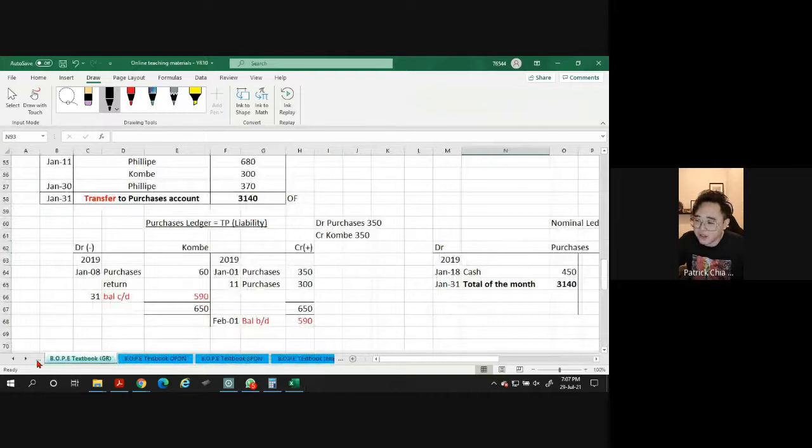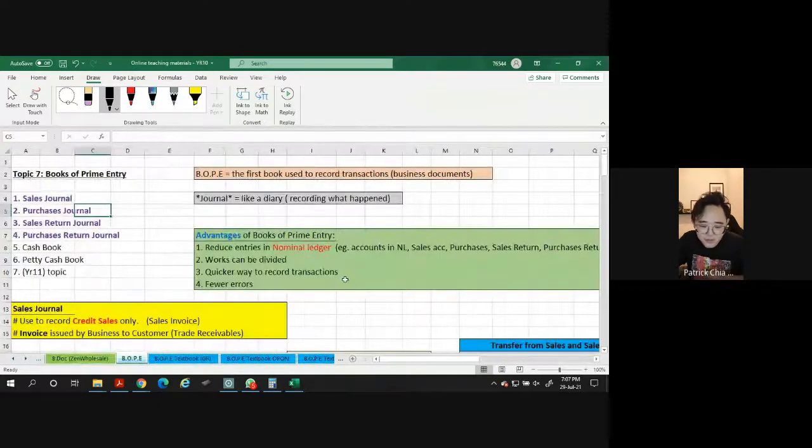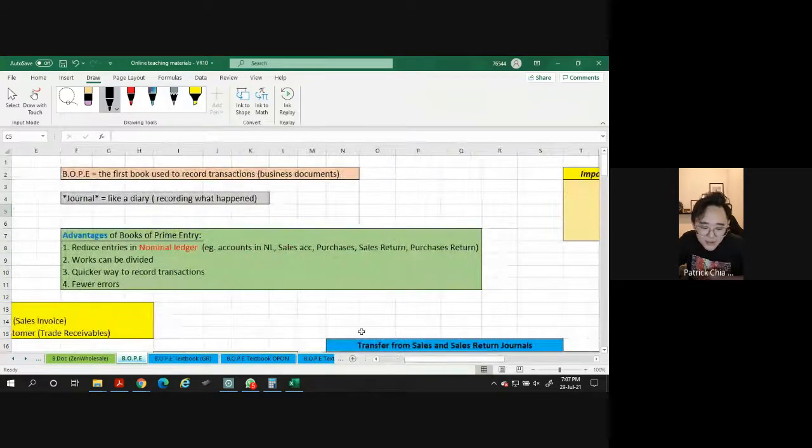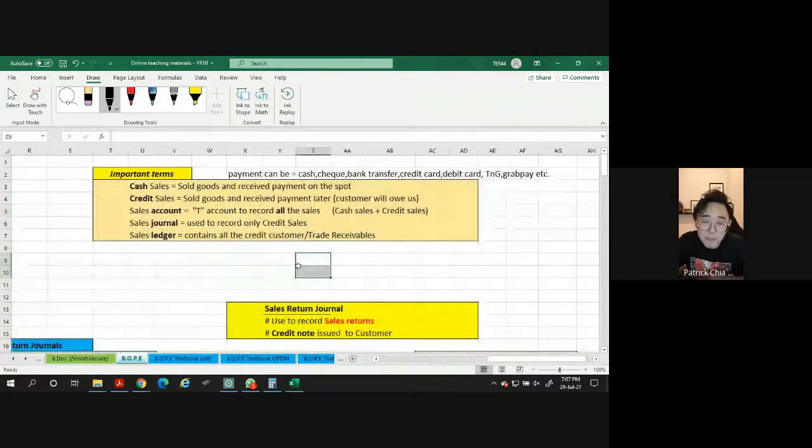Today, can I go a bit over and just give me some extra time here? So for books of prime entry, you can look at the advantages. These notes I'll send to you. I want you to take a look at the important terms here. There are 5 terms here. Every term has the word sales, can you see? But they all have a different meaning.